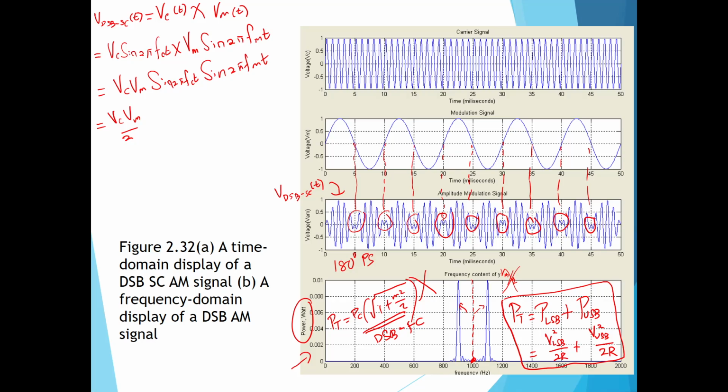Vc Vm over 2 cos 2 pi, this is the lower sideband, which is Fc minus Fm t, minus, because sine and sine.